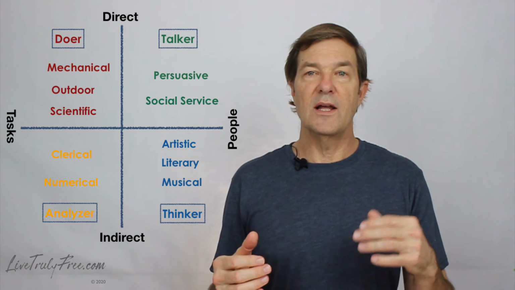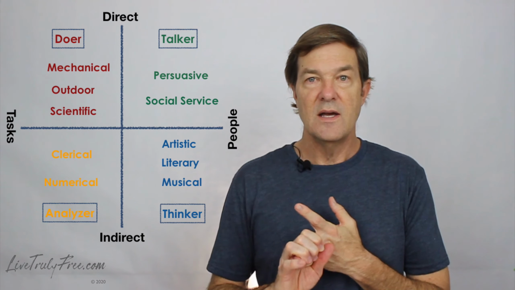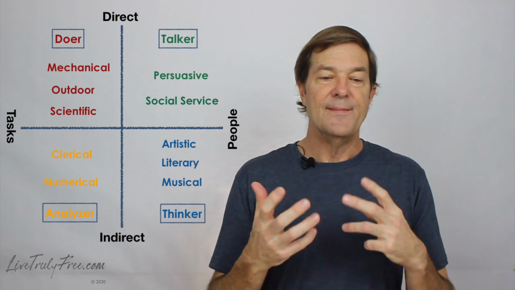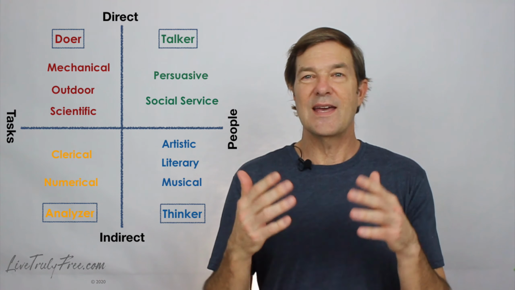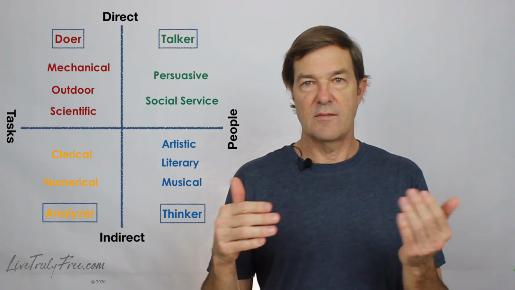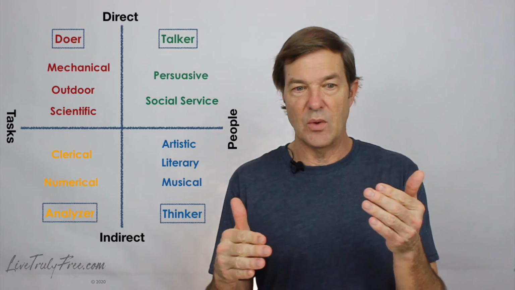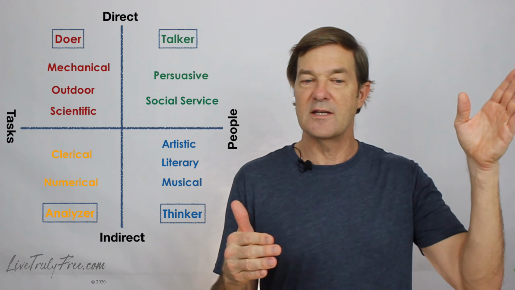So, if you recall from our list, let's go through the doers. We've got mechanical, outdoor, and scientific. And those are all task-oriented. Now, a little bit behind the scenes, scientific isn't pure red, okay? It's got some blue in it. So it kind of pulls you down toward the blue a little bit, but mechanical pulls you up and to the right. Okay, does that make sense?